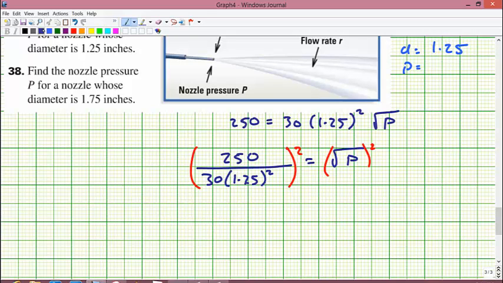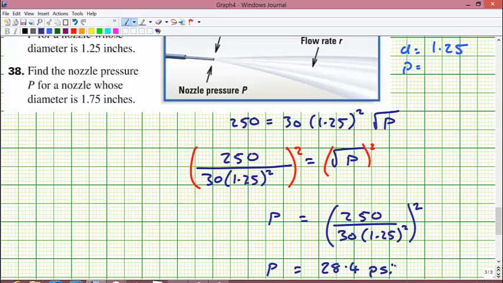I'm going to start with the P. So that gives us P equals 250 over 30 times 1.25 squared. And if you put that into your calculator, you'll get P is about 28.4 pounds per square inch, PSI. All right, nice and easy.